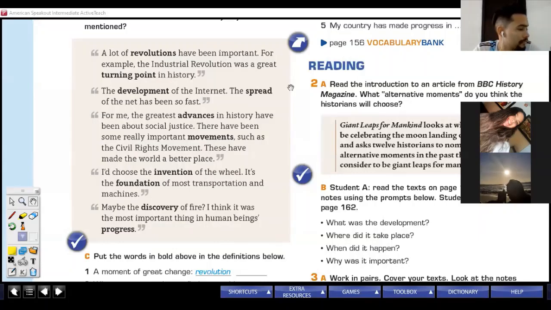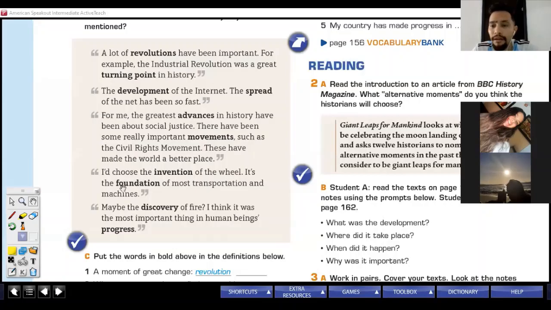I choose the invention of the wheel. It's the foundation of most transportation and machines. All right, if you say choose, it is the past, so I chose. All right, invention. What do you think the word invention stands for? Invention is like creation of something new, creating something new, making something new.